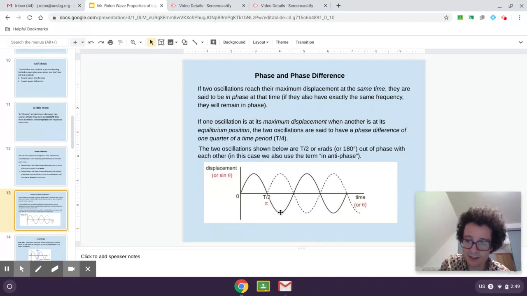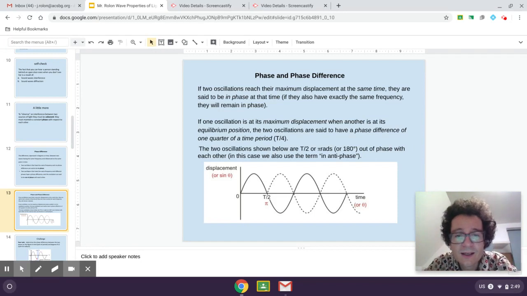So what would happen if they have interference? They would cancel each other. It would be a destructive interference. And what's the phase difference here? It's one half of a time period.